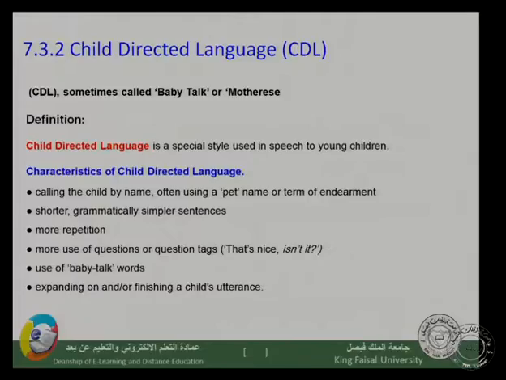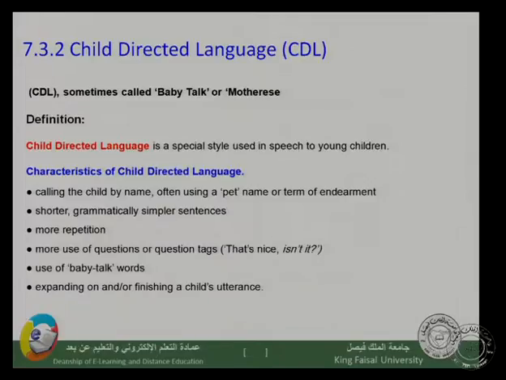Again, we use shorter, grammatically simpler sentences when we communicate with younger children. Of course, when you talk to your little child, or when you talk to your little brother, the language that you are going to use is simple. You are not going to use very complex grammatical structures, but we use short sentences, simple sentences, sentences which are grammatically easy for the child to process and understand. So, shorter, grammatically simple sentences.